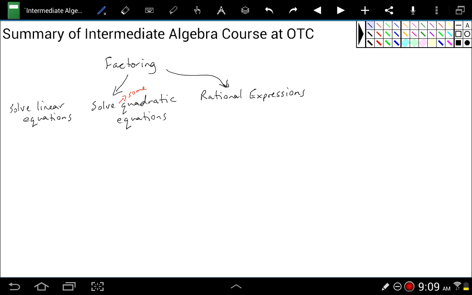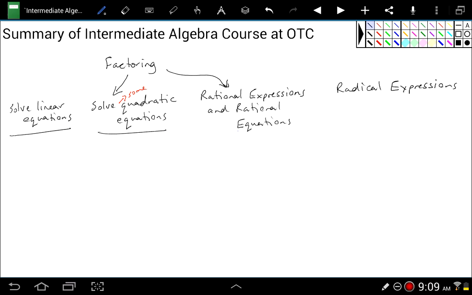We also looked at rational equations. And so at this point, we've solved linear equations, quadratic equations, rational equations. Okay? And finally, we looked at radical expressions, which was another new topic, basically. So we had linear equations, quadratic equations was kind of a new topic, rationals were a new topic, and then radicals were a new topic.